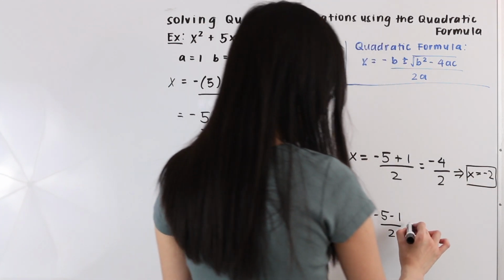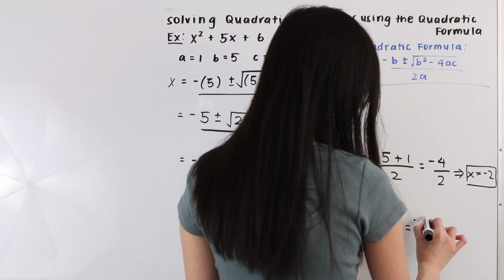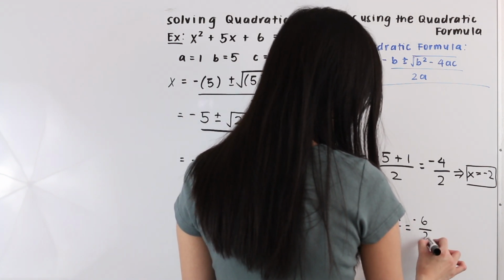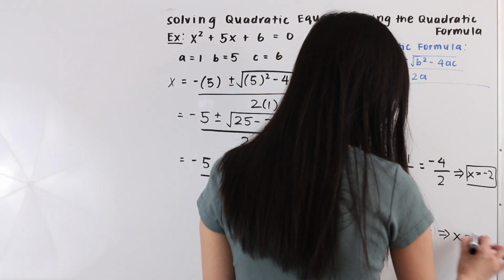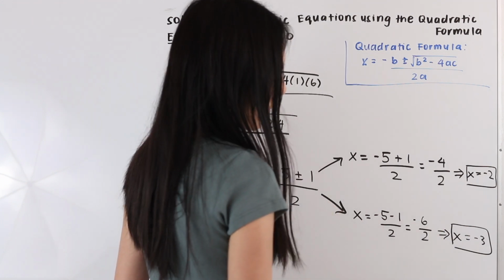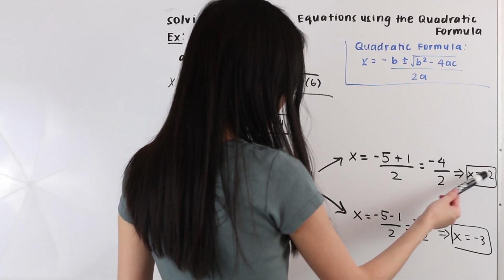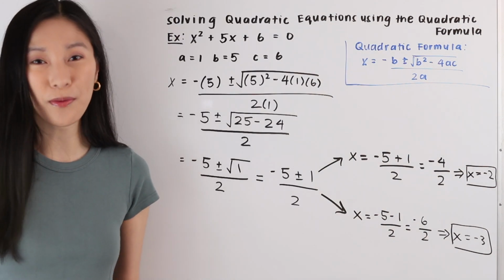And here we have negative 5 minus 1 in the numerator, which simplifies down to negative 6, and this is over 2. And so simplifying this, we have x is equal to negative 3. And so our two solutions, or roots, to our quadratic equation are x is equal to negative 2 and x is equal to negative 3. And now let's go and take a look at one more example.